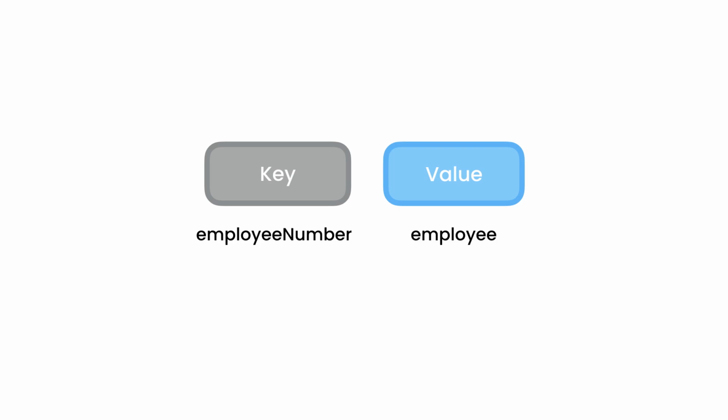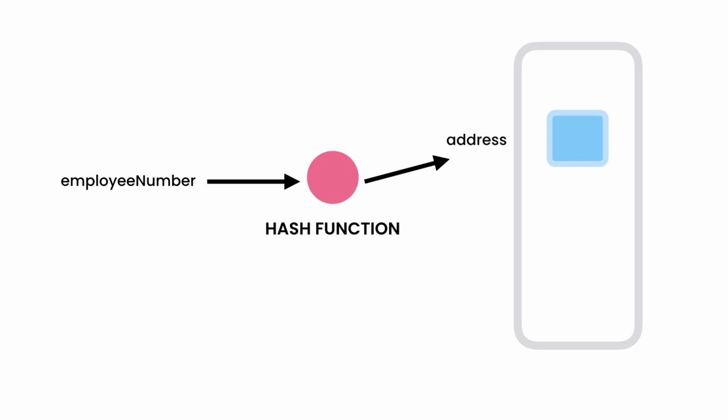Now let's say we want to store an employee object in our hash table. Our hash table takes the employee number, passes it to what we call a hash function, and this hash function will tell where the employee object should be stored in memory. Our hash table will then store this employee object at that location.